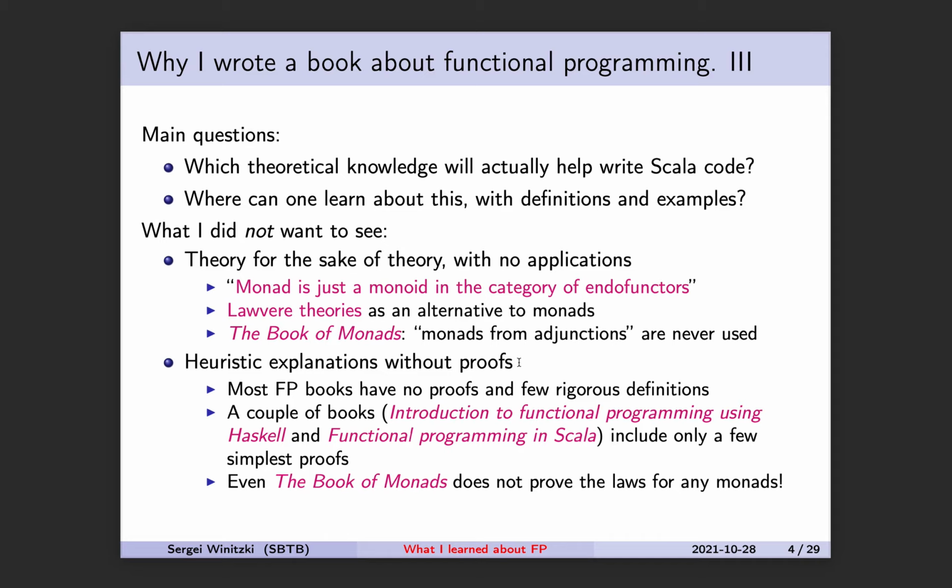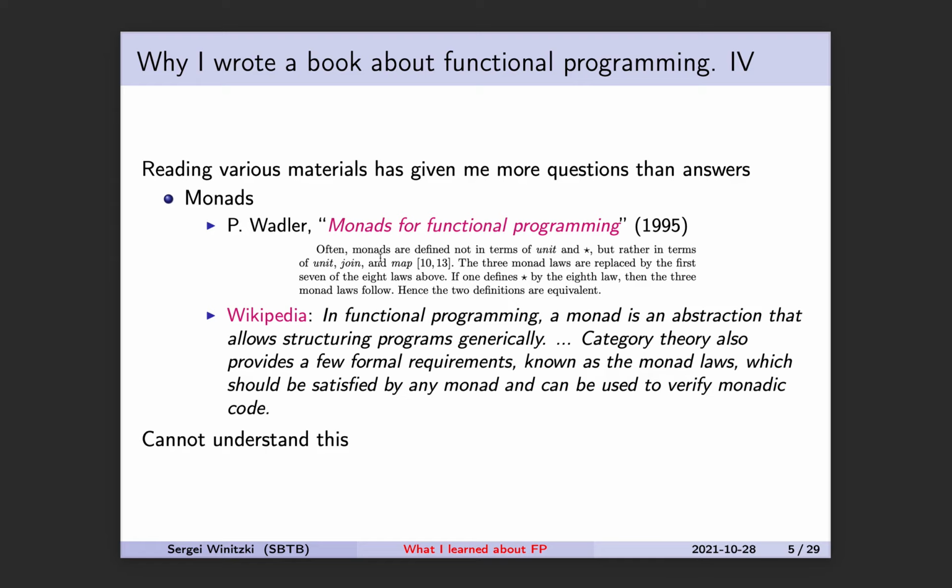So here's, for example, what you can read about monads. Often monads are not defined in terms of unit and star, but rather in terms of unit, join, and map. The 3 monad laws are replaced by the first 7 of the 8 laws. I'm lost already. I have no idea what that all means. How do I define star and follow? How do I get the other laws? How do I derive them? It's not shown in this paper. It's not indicated, and there's no tutorial that tells me how to do that.